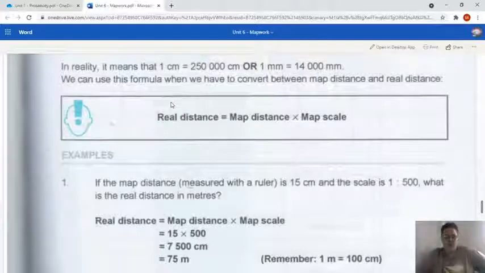So, what is the formula? Real distance equals map distance times map scale. They will most likely give you this in the test, but it is good for you to memorize this information, as it is not always given to you in the test.